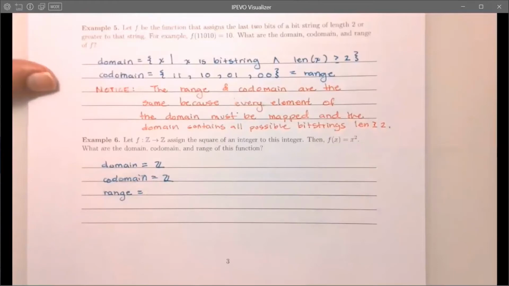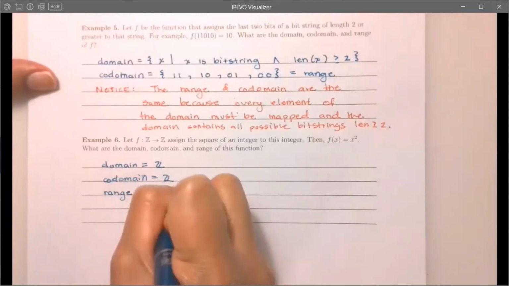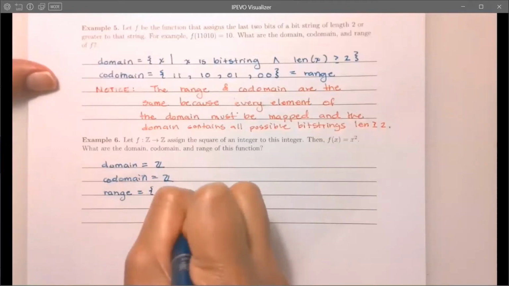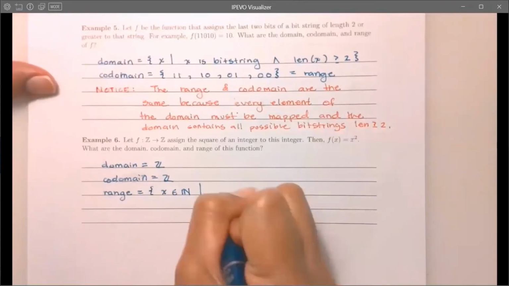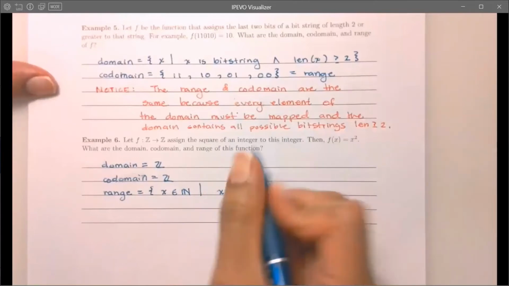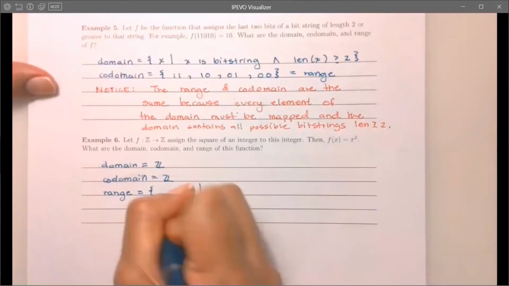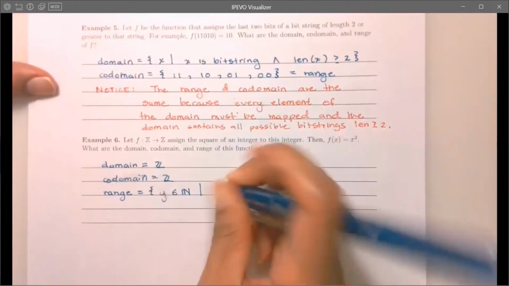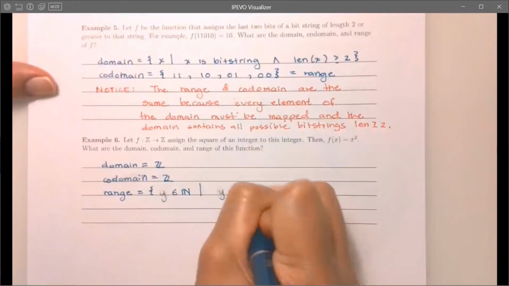And so I'm going to write this in set builder notation. I'm going to say the range is the set of elements that are natural numbers. So natural numbers, remember, are the integers 0, 1 and greater, but that satisfy the condition that they are x squared. Let me use a different variable here because I don't want it to get confused with that x. So it's the set of all elements y that are natural numbers such that y is equal to x squared, where x is some integer.